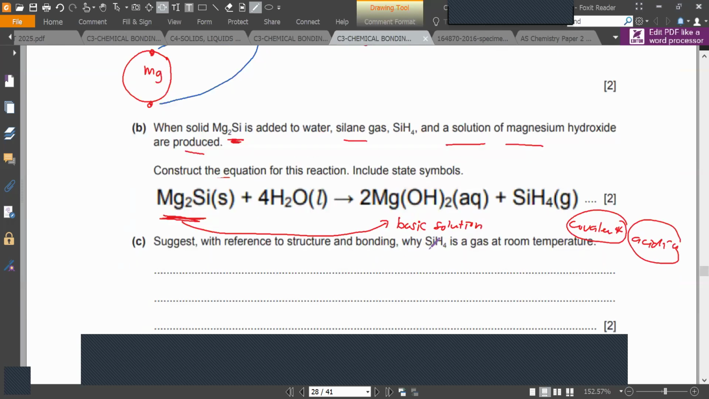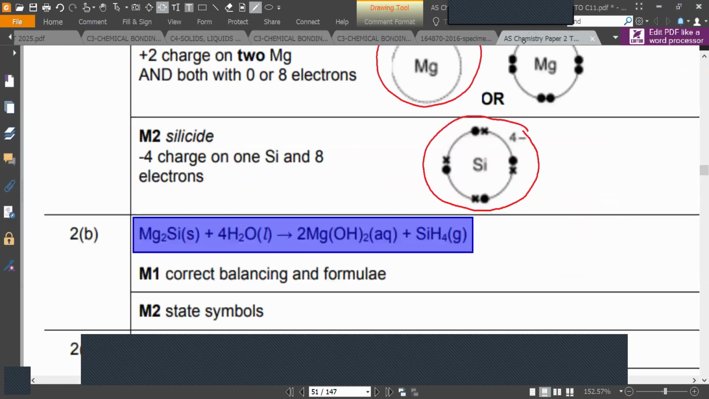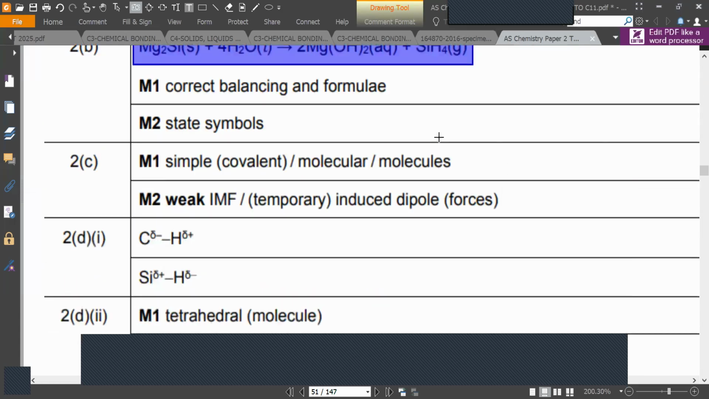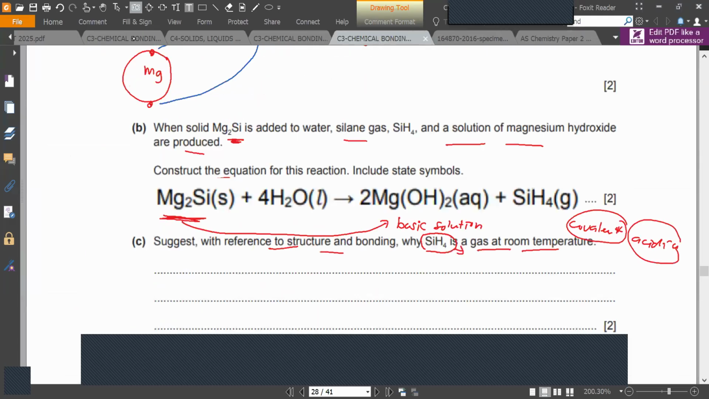Why is SiH4 a gas at room temperature? With the structure and bonding, why is SiH4 a gas at room temperature? Because it is a simple covalent compound, so simple covalent compound with intermolecular forces. So basically it can be a gas at room temperature. Yes, so this is our explanation.